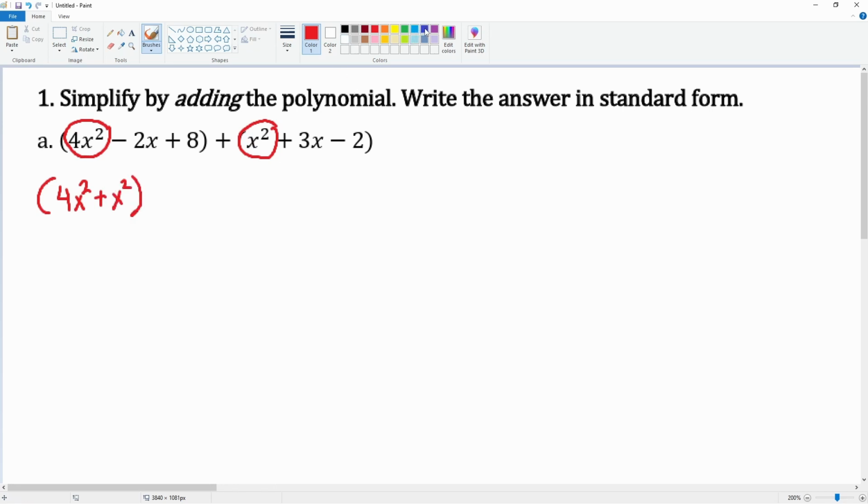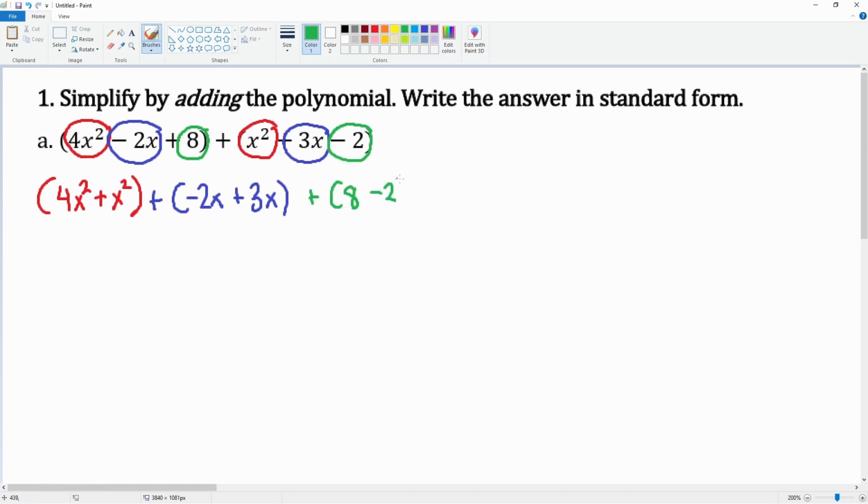That's the first part. Then we have this part, the negative 2x and the 3x. That's degree 1, so we're going to add that: negative 2x, and this is a plus 3x. And then the last part, we have an 8 and a negative 2, plus 8 and negative 2. Right? Now we can combine it.